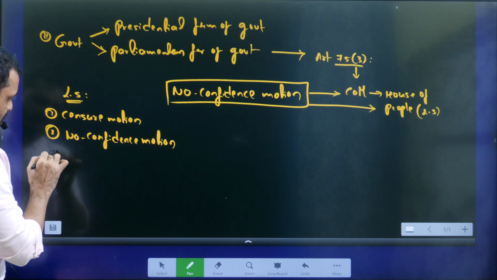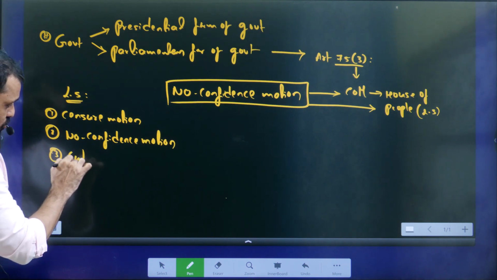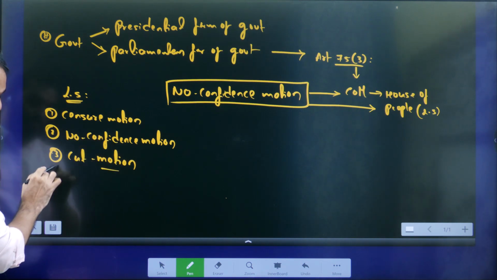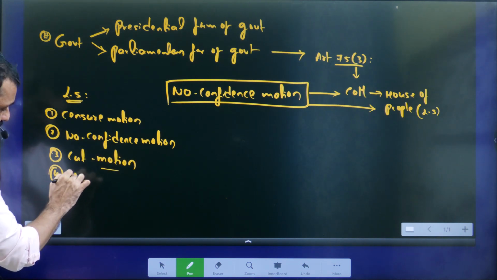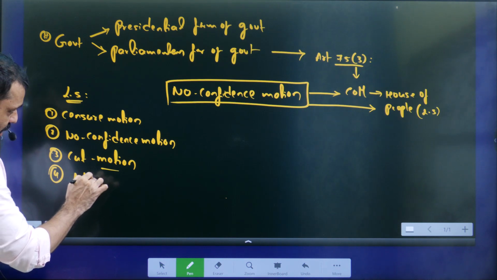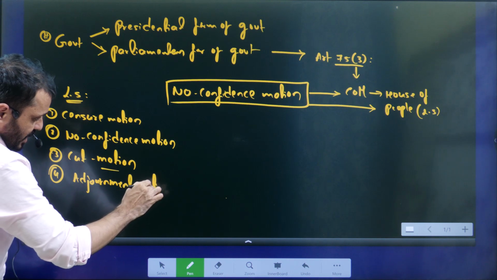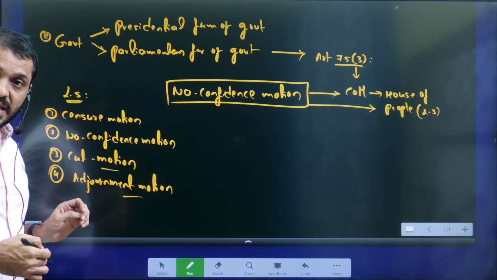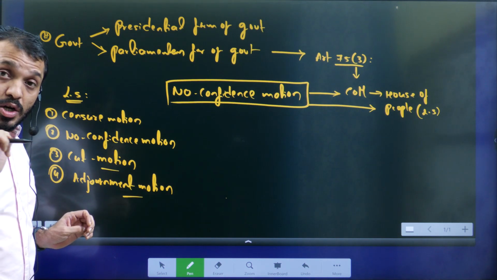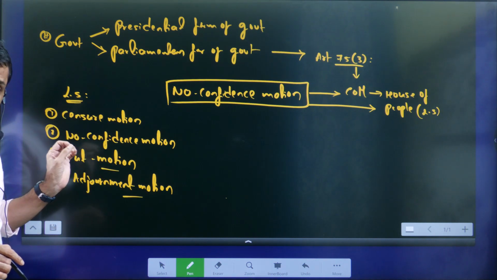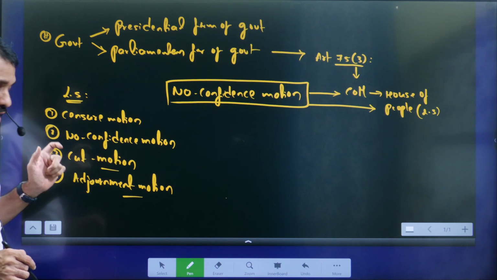And the third one is the cut motion. Okay, the cut motion. And the fourth one is adjournment motion. This adjournment motion is not there in Rajya Sabha. In Rajya Sabha, it is known as Rule 267. Few days back, I explained to you. These are the motions which are exclusively confined to only Lok Sabha.